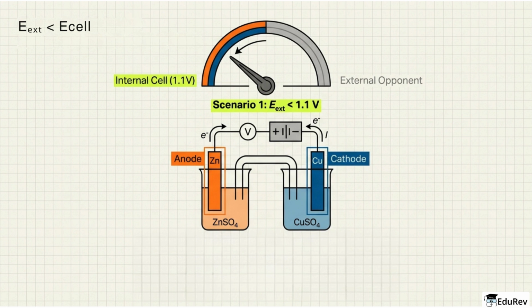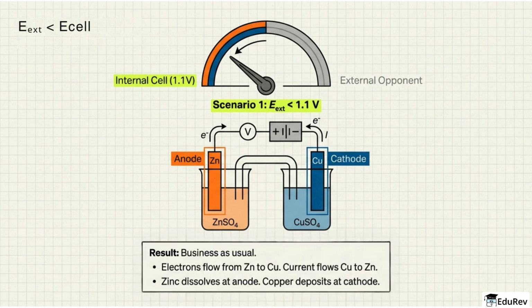The next idea is what happens when you add an external voltage smaller than the cell voltage. If the external potential is less than the Daniell cell potential, the cell keeps functioning normally. Zinc still dissolves at the anode, copper still deposits at the cathode, and electrons keep flowing from zinc to copper. In other words, business continues as usual. The external opposition is there, but it is not strong enough to stop the spontaneous cell reaction.